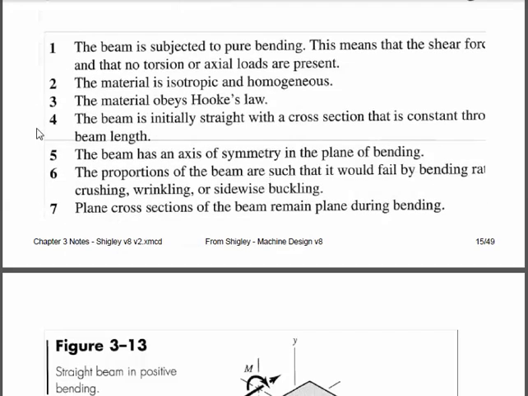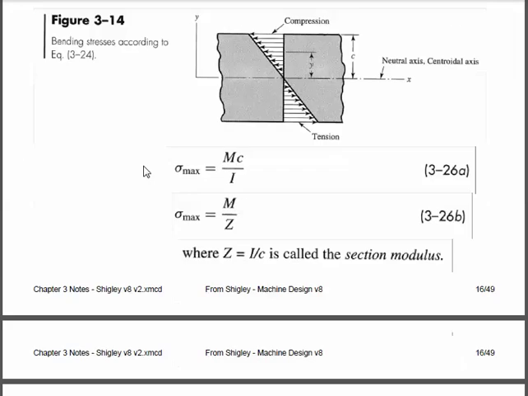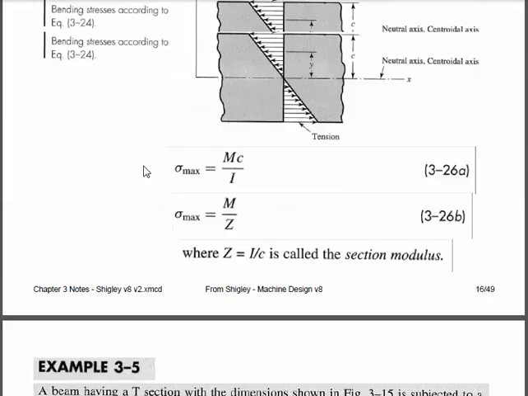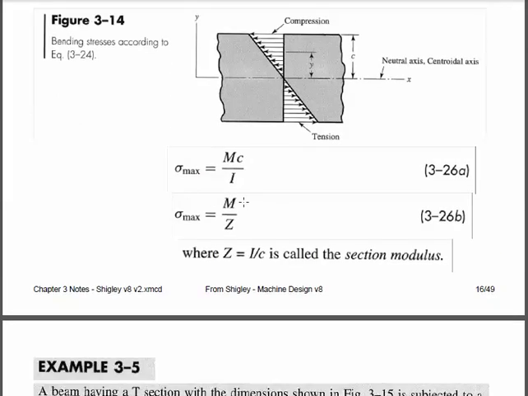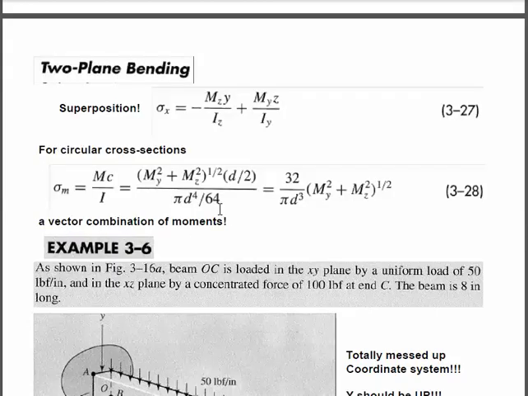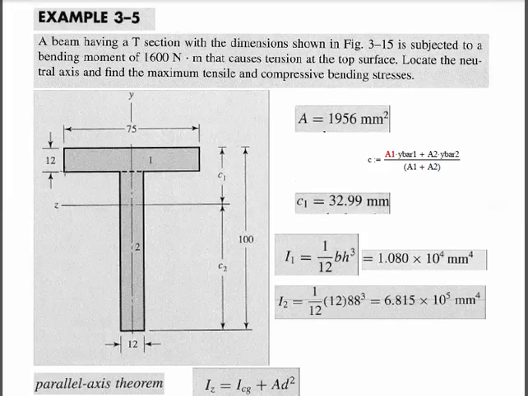Okay, beam bending. Here are the assumptions for which MC over I is a reasonable, or the true, statement. And this goes through and does a little bit to talk about MC over I, but I don't think I really need to say anything about that, other than the possibility of having composite sections, which means you have to build up the moment of inertia from the composite sections by doing a BH cubed over 12 for this, a BH cubed over 12 for that, and then use the parallel axis theorem to combine them.